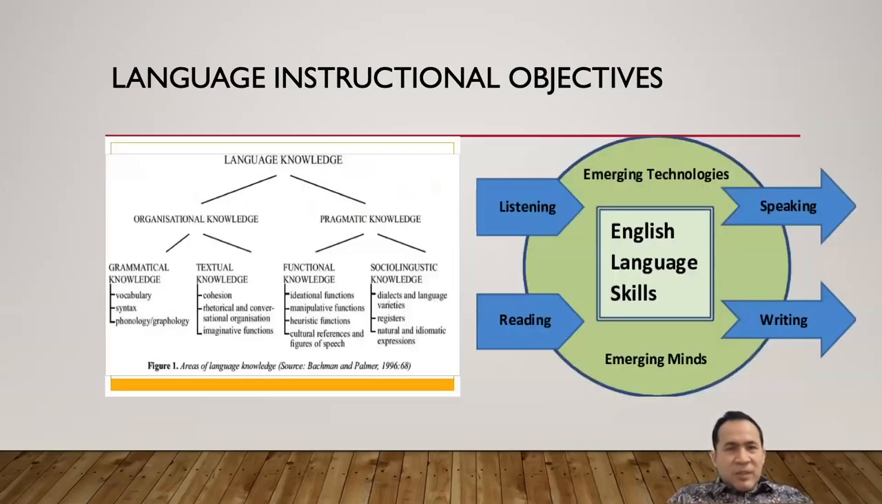So language, what about language in terms of language skills? You have language knowledge and language skills. Things that you have to assess are language knowledge and language skill. There are 4 skills, and in language knowledge there are two kinds: organizational knowledge and pragmatic knowledge. If you see vocabulary, syntax, phonology, and so on, it means you are supposed to have your students able to know the language knowledge.